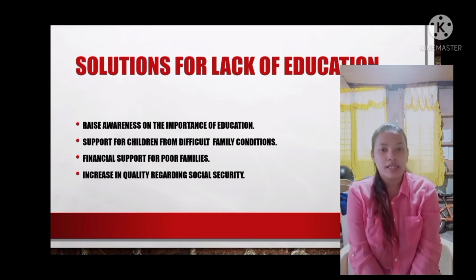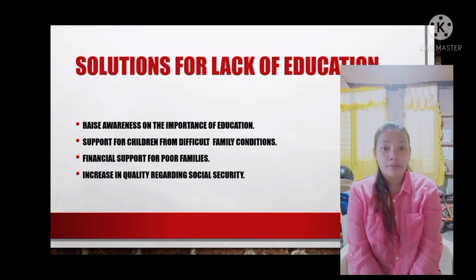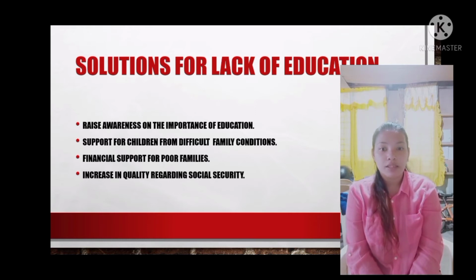The next one is support for children from difficult family conditions. Children who experience violence at home may also be at a greater risk of suffering from a significant lack of education, since they may become mentally sick, which may distract them from learning and progressing. Moreover, their parents may not even care at all about their children's education, which may further exacerbate the issue.